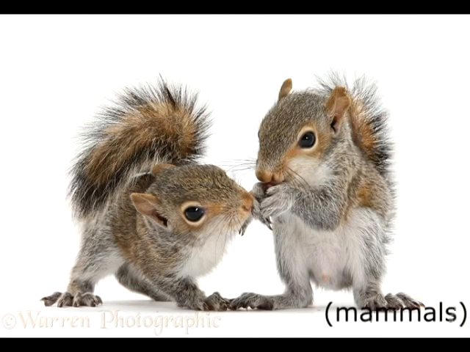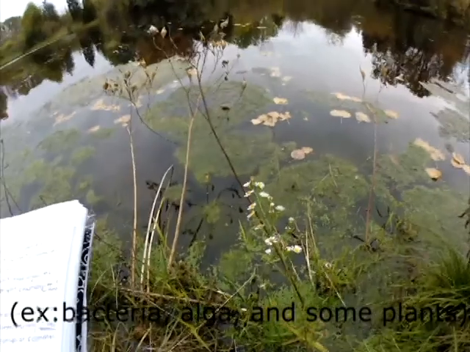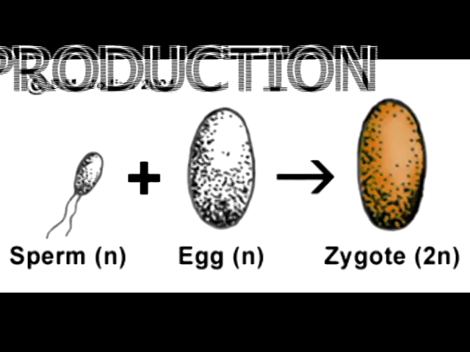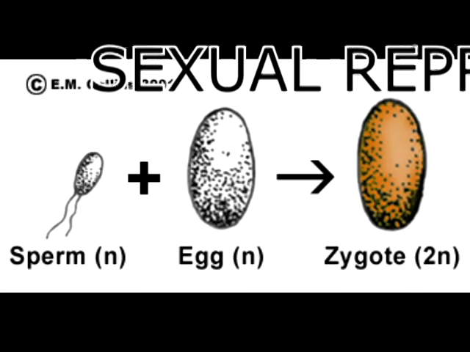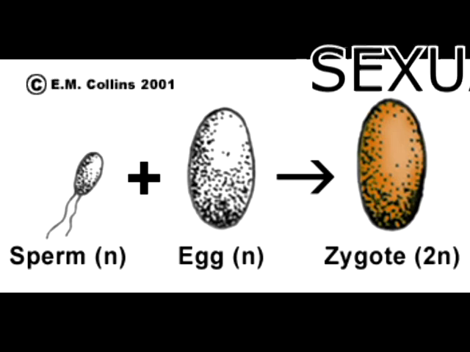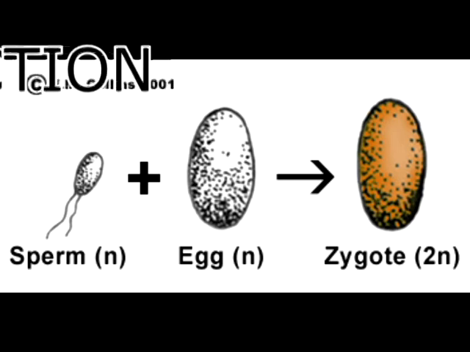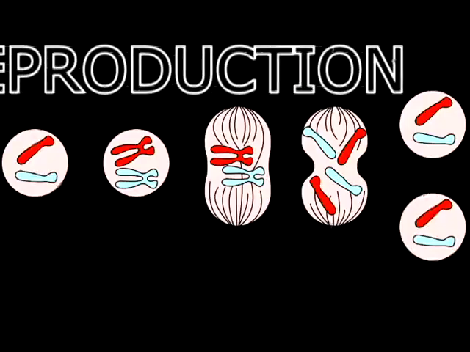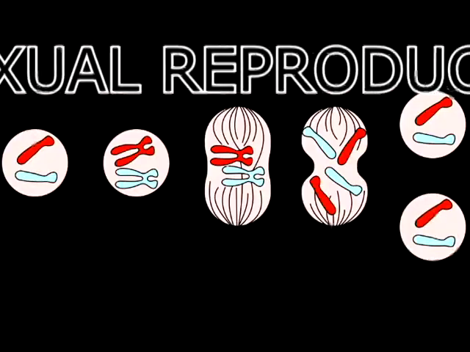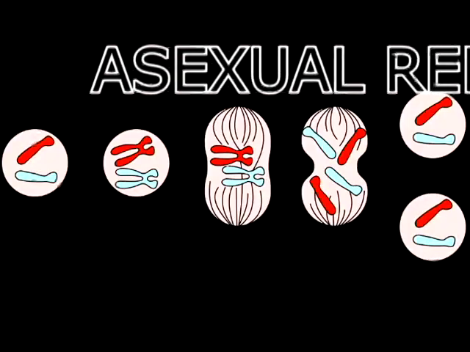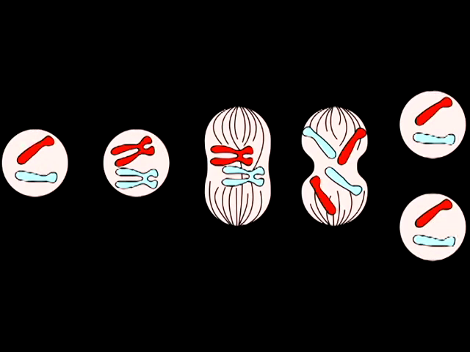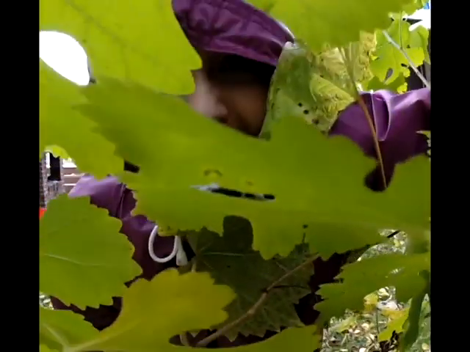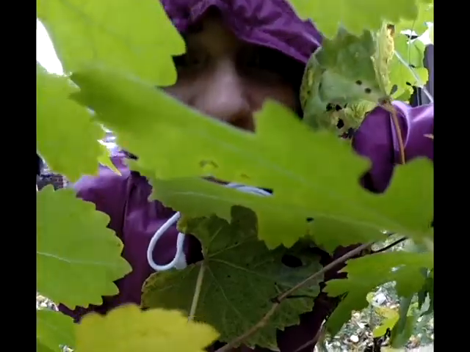We also need to understand sexual reproduction and asexual reproduction. The creation of genetically distinct offspring with the fusion of two haploid sex cells, or the gametes, sperm and eggs, which then form a diploid zygote. The creation of genetically identical offspring by a single parent without the participation of gametes, or the sperm and egg. Now that you have the basics, let's go.